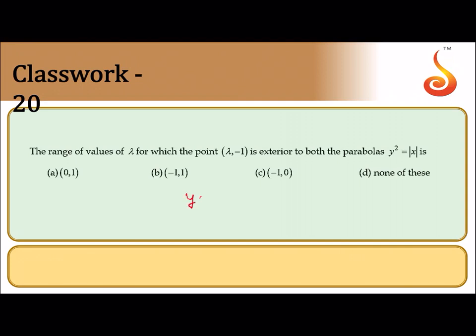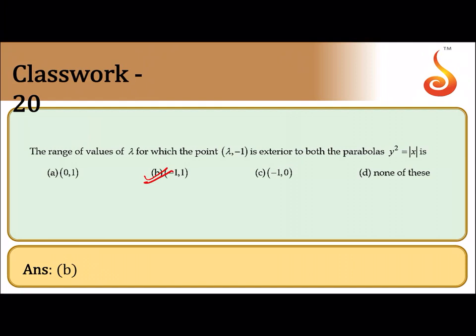The range of lambda for which the point (lambda, 1) is an exterior point for both y square equal to mod x. Y square equal to mod x means y square is equal to x or y square is equal to minus x. Same concept, exterior point means S11 greater than 0. So if we substitute it, option B will come. Lambda will lie between minus 1 and plus 1. Both cases must be satisfied.